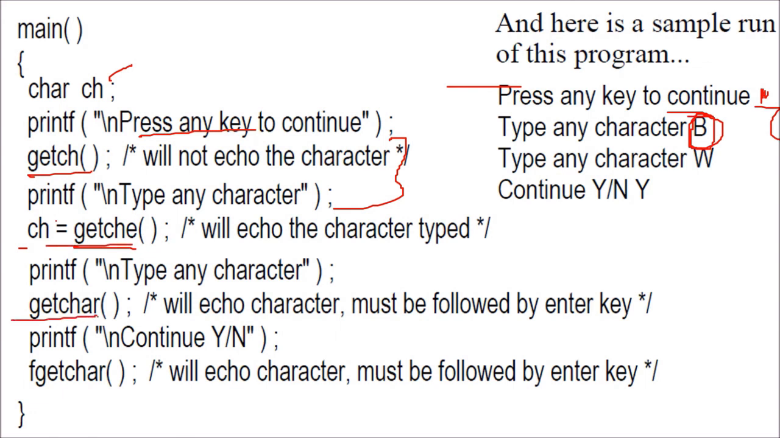Similar is with getchar. It will also show you the character, but it would require an enter after that. So this will echo the character, but it must be followed by an enter key. This is the difference between getchar, getche and getch. Then you have fgetchar. This will echo the character just like this, and it has to be followed by an enter.